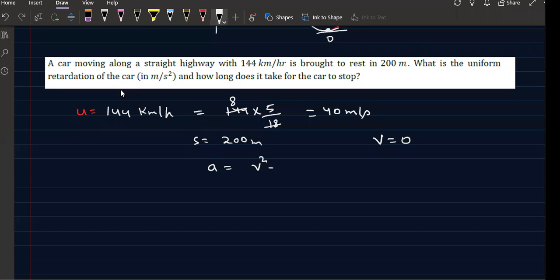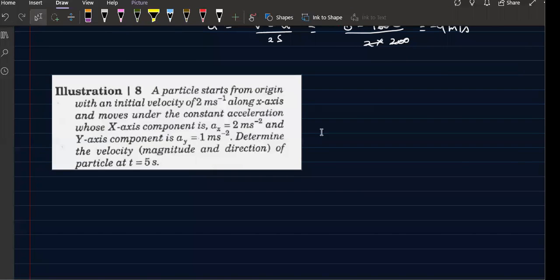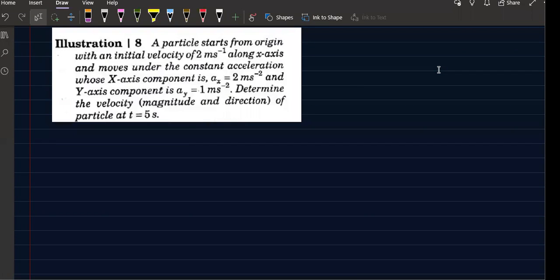So it is easy. A is V square minus U square by 2S. So 0 minus 1600 by 2 into 200. That is 4. So minus 4. Right? So acceleration is minus 4. Retardation 4. Got it? Got it, everyone? Okay, easy. Right? Now let's see one problem. Now try solving this problem.